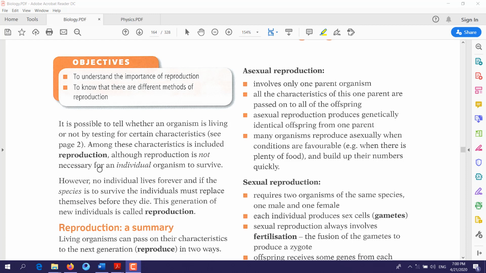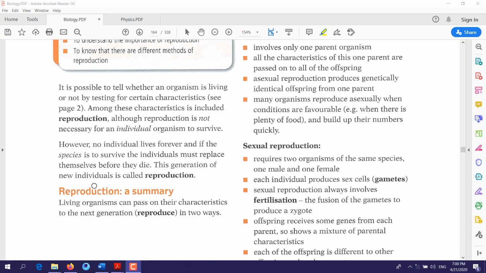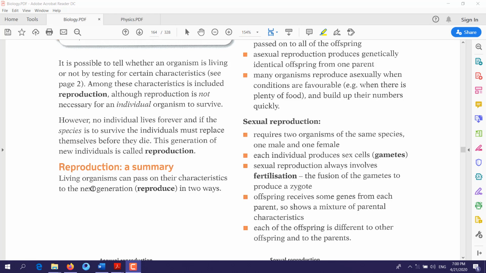Reproduction, what do we mean by reproduction? It's increasing in number. What does that mean? There will be one organism. This organism will bring offspring, and it will make more and more of this organism. So, a summary about reproduction: living organisms can pass on their characteristics to the next generation, which is reproduce in two ways.